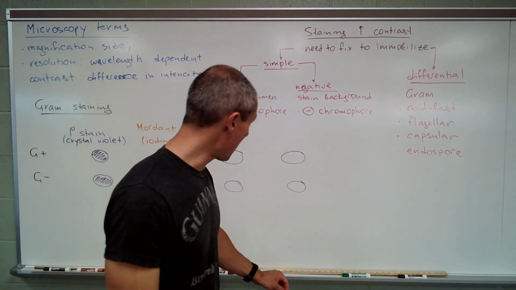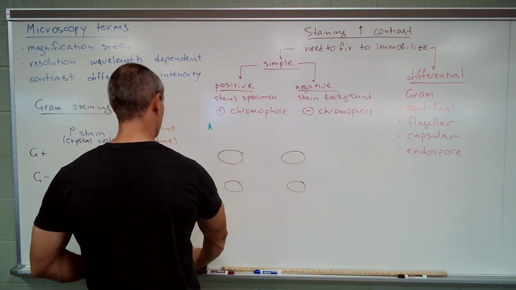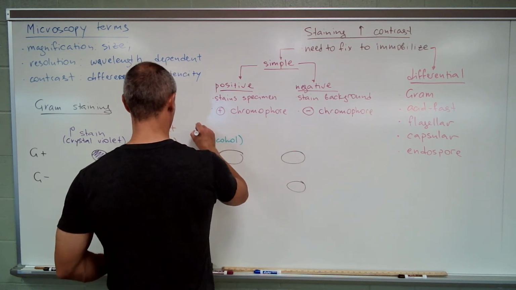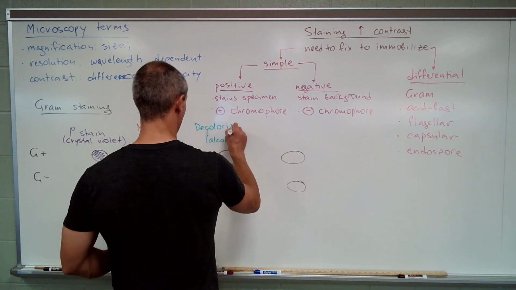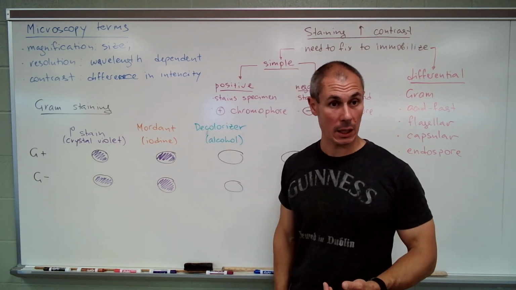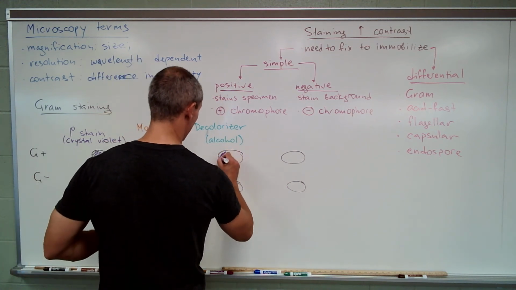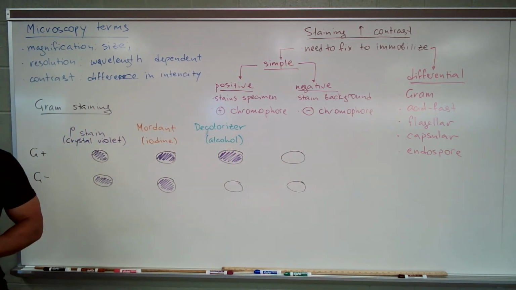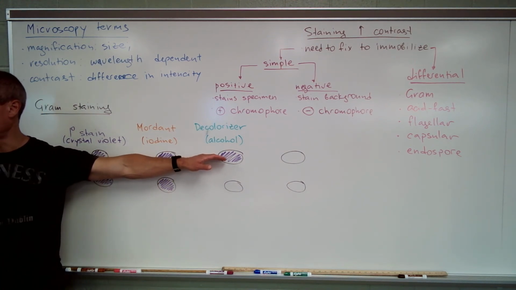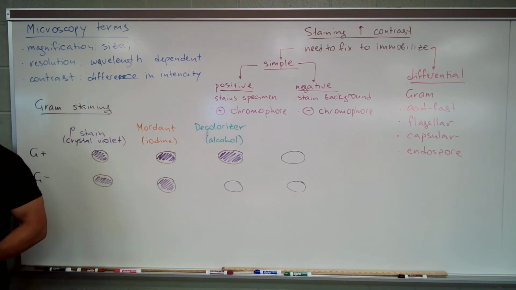So during the next step, you apply alcohol, which is the decolorizer. The decolorizer, alcohol, is supposed to remove the stain, and it does so from gram-negatives, but not from gram-positives. Does that make sense? Because crystal violet is pretty well stuck to the cell wall, it stays there, but gram-negatives lose the color.